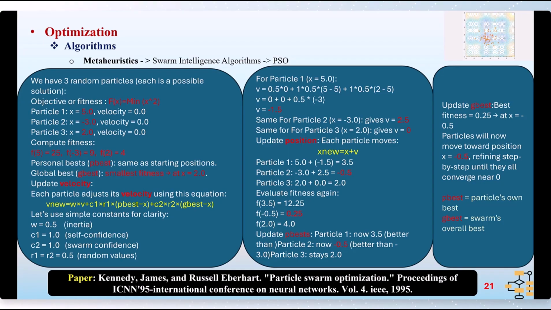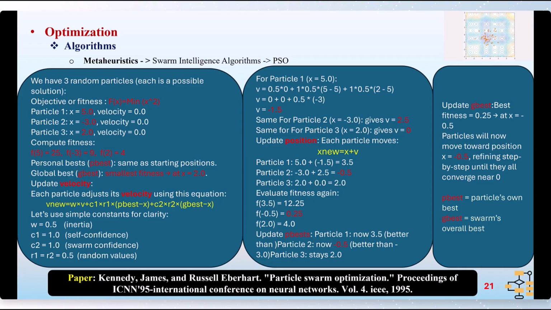Now we have to update the velocity and the position. Please consider that p best is the particle's own best solution, but g best is the swarm's overall best solution. So for the velocity, as indicated in the paper, we have a constant formula, which you can see in the yellow, which is v new, velocity new value, and we have a lot of constants in it, like w, c1, c2, and r1, which are inertia, self-confidence, swarm confidence, and random values. So for each of the particles, we are going to calculate the velocity. For the first one, we have minus 1.5. For the second one, we have 2.5. And for the third particle, we have 0.